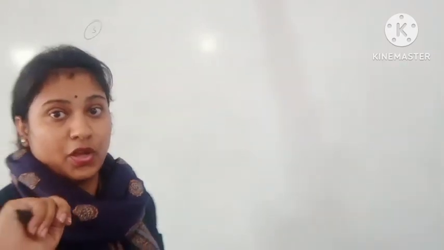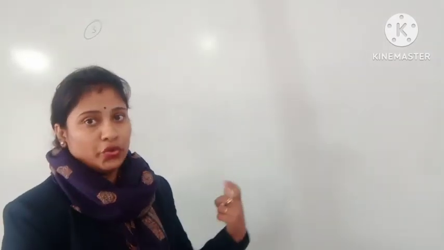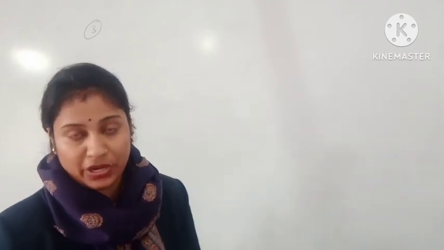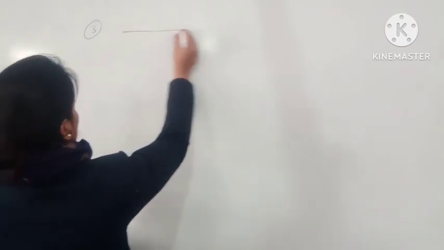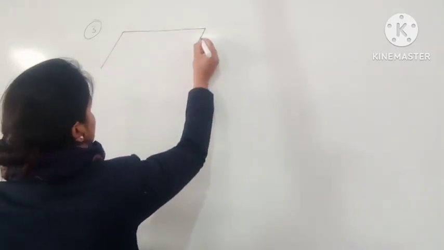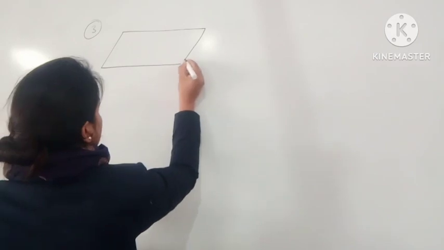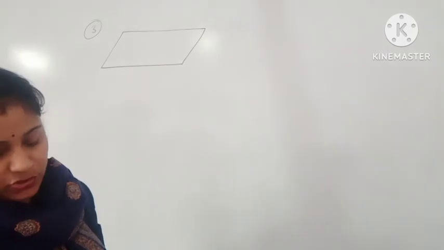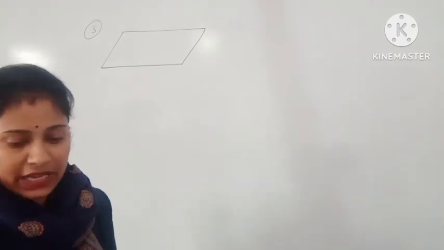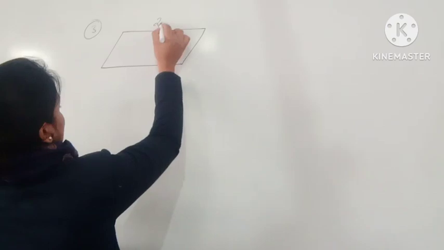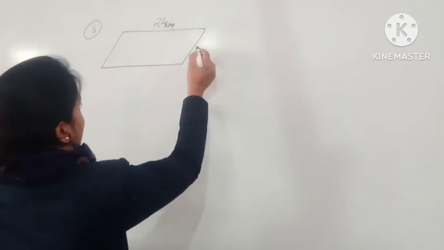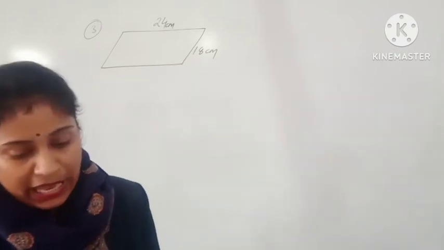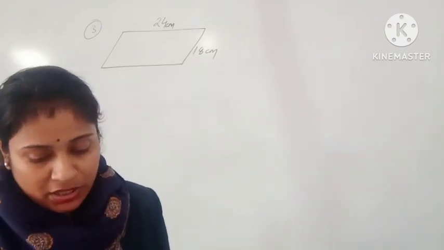Now let us move to numerical third, and the question is: two adjacent sides of a parallelogram. First let us make a parallelogram. In a parallelogram, two opposite sides are parallel and equal. So this is the parallelogram. It is given two adjacent sides, so the measurements given are 24 centimeter and 18 centimeter. Obviously 24 centimeter will be the measurement of the longer one and 18 centimeter the shorter one. Now it is given that the distance between the longer sides is 12 centimeter.